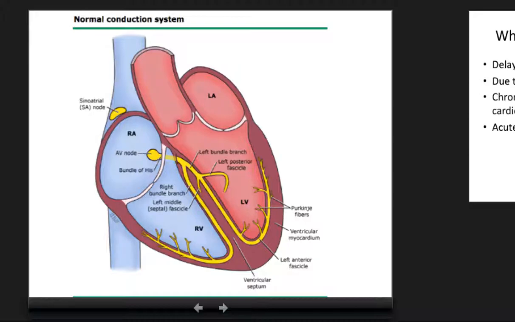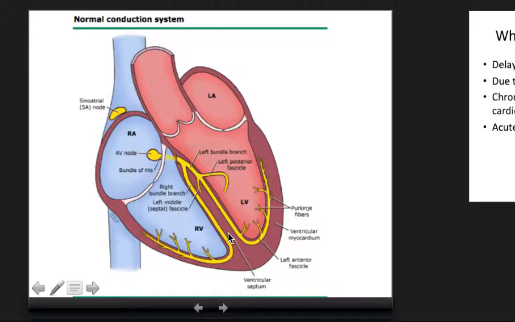So to go over the normal conduction system, you know that depolarization starts from the SA node to the AV node to the bundle of His. From the bundle of His, it splits into two main branches, the right and the left branch. The right bundle further branches into fascicles. The right bundle branch only has one fascicle right here, while the left has three. It has the anterior fascicle, the posterior fascicle, and then the left middle fascicle. Remember the left middle fascicle because this is the one that supplies the interventricular septum.